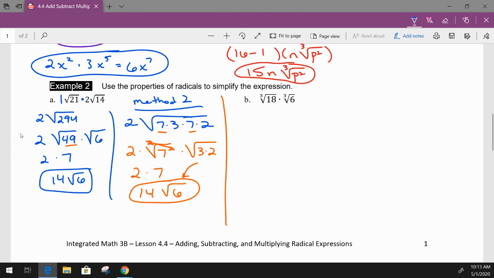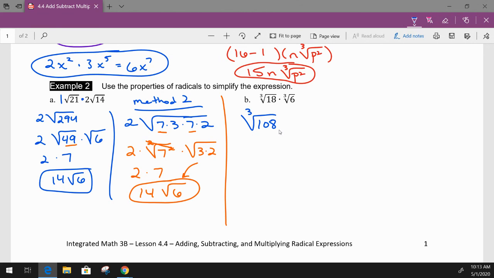All right, so the last one we're going to do in this video is a cube root of 18 times a cube root of 6. So there are no coefficients in front to multiply. So I would just multiply the 18 times the 6, and I would get 108. Since it is a cube root, I need to look for perfect cubes. So I can try to divide by 8. 8 is a perfect cube. 2 to the third is 8.